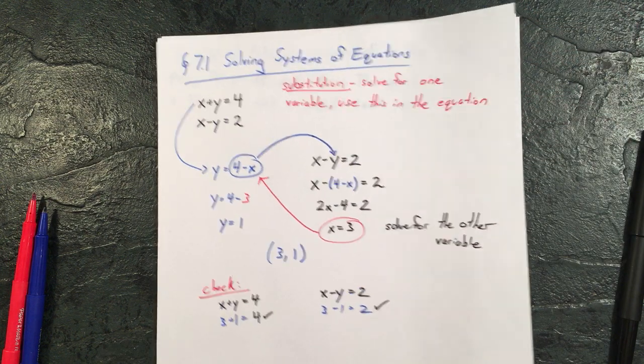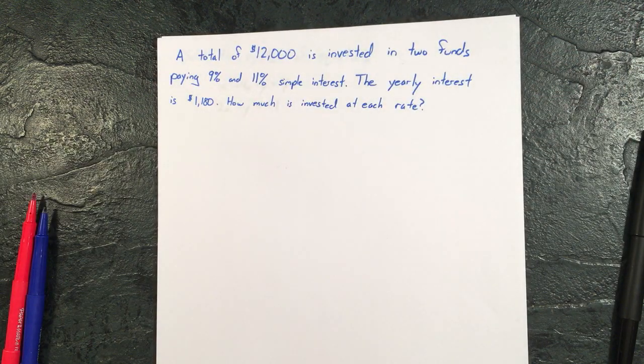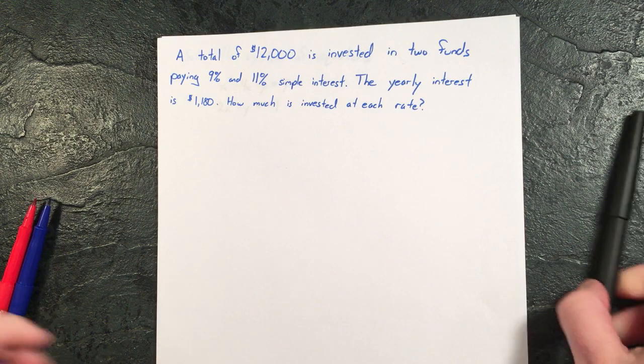Let's take a look at another problem here, getting into word problems. We're told that a total of $12,000 is invested into two funds which pay at 9% and 11% simple interest. The yearly interest they're going to make is $1,180. How much is invested at each rate? A whole lot is going on here, but the goal is to set up two different equations, a system of equations.